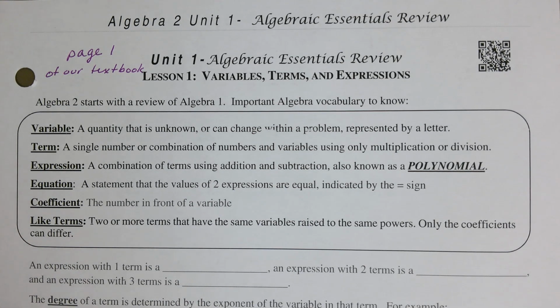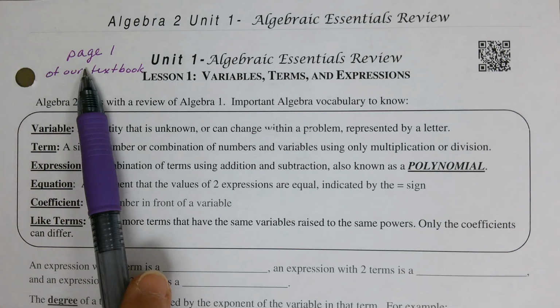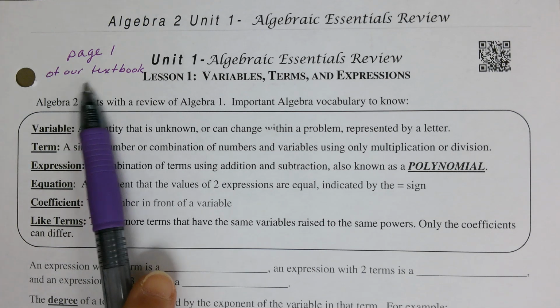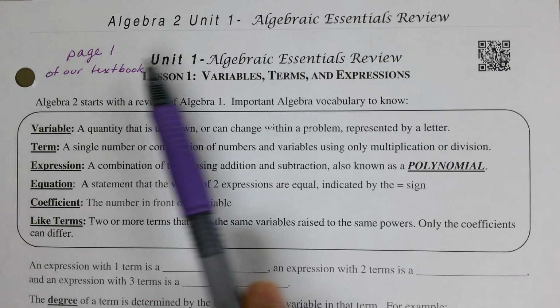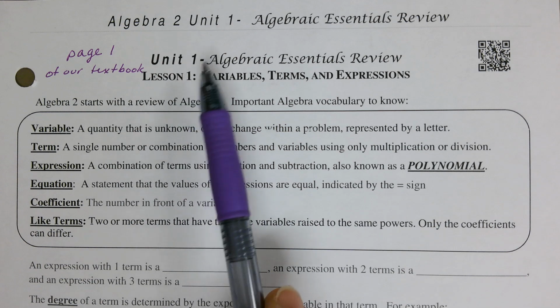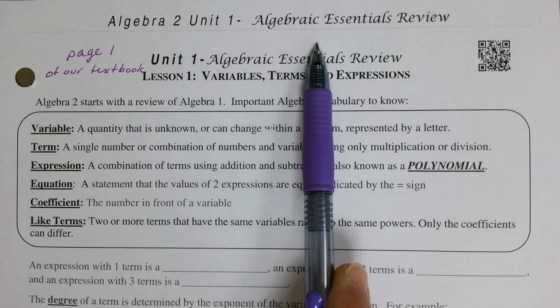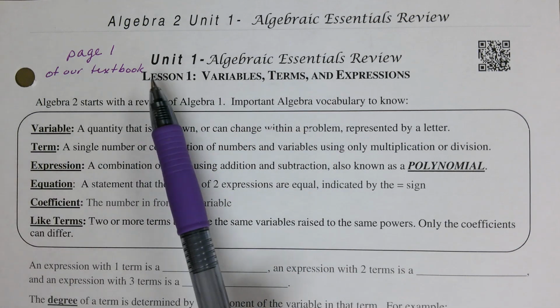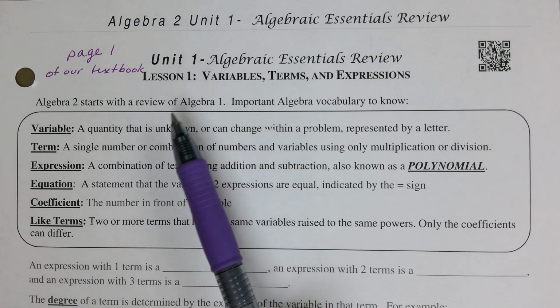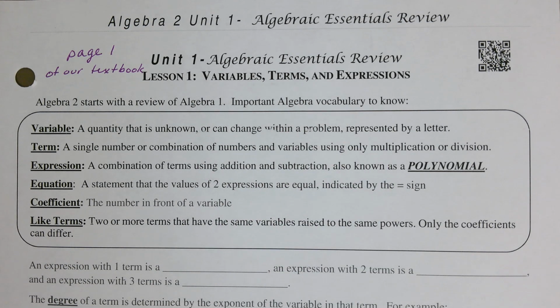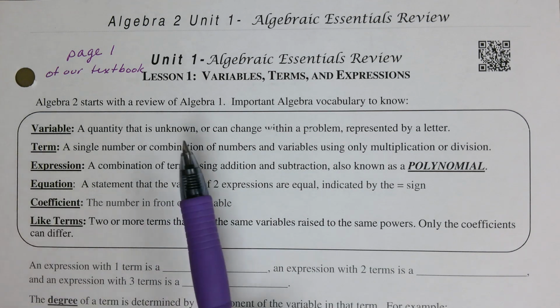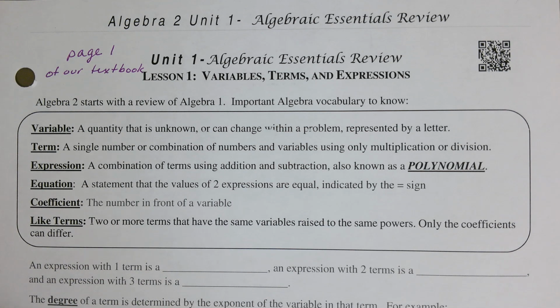We begin our course on page 1 of our textbook. Our textbook consists of 13 units. Our first unit, Algebraic Essentials Review, we begin with Lesson 1, Variables, Terms, and Expressions. Starting with review of Algebra 1, important vocabulary to know.